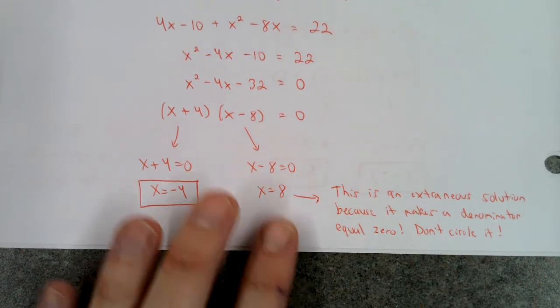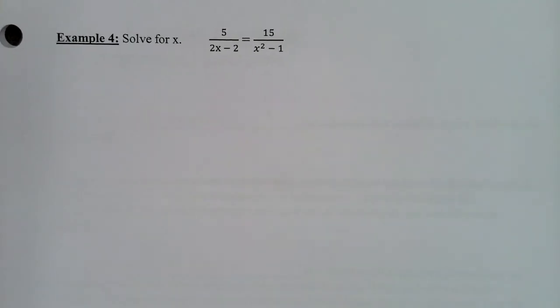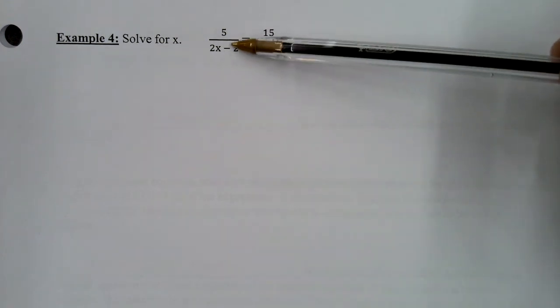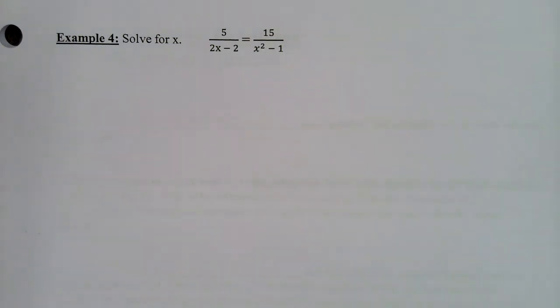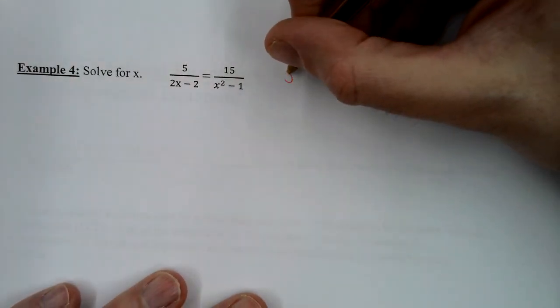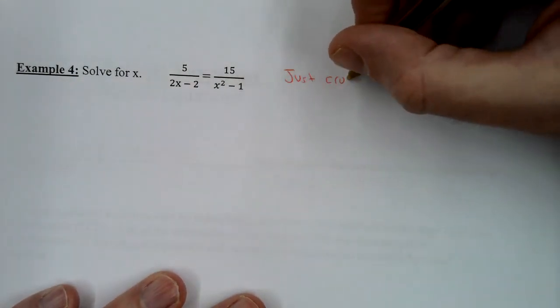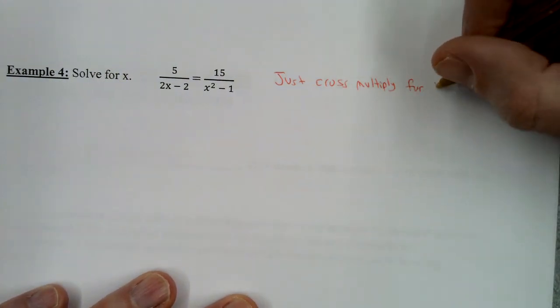Two more. Okay, so this next one is actually easier than it looks. Whenever you have a rational equation like this, where it's just one term equals another term over another term, you just have to cross multiply. Think about Algebra 1 and geometry. You solve proportions a lot. Whenever you have a proportion like this, just cross multiply. I'll jot that down. Just cross multiply for this one.